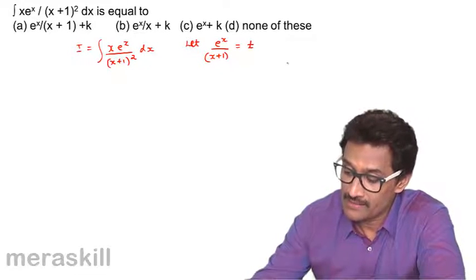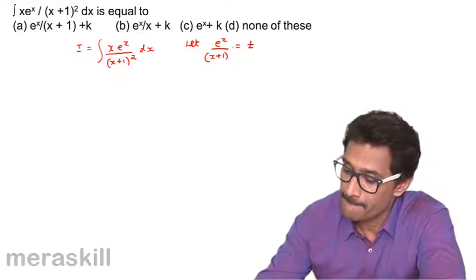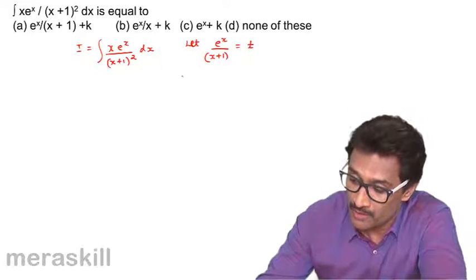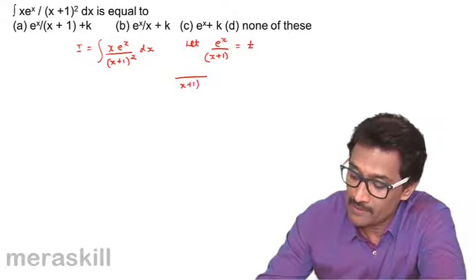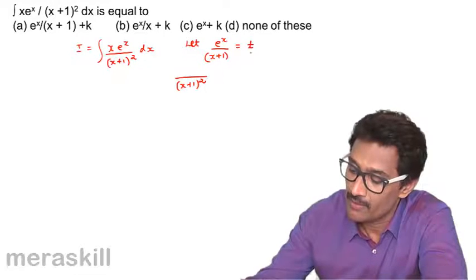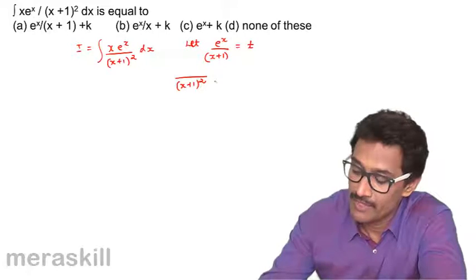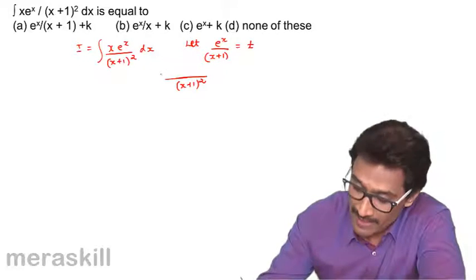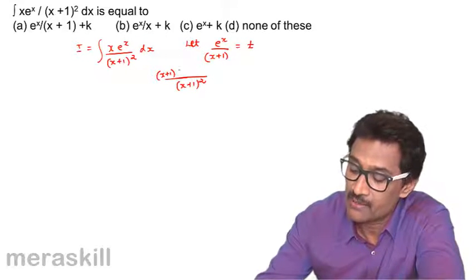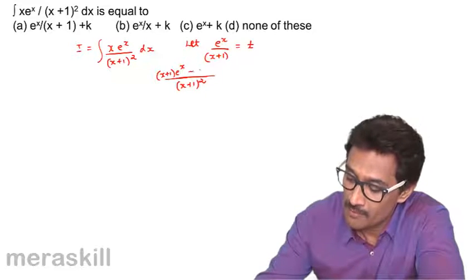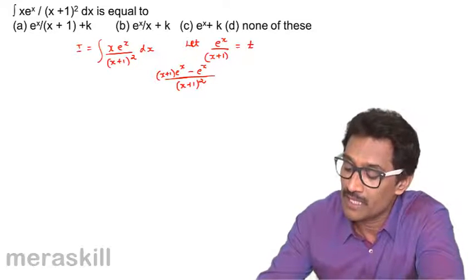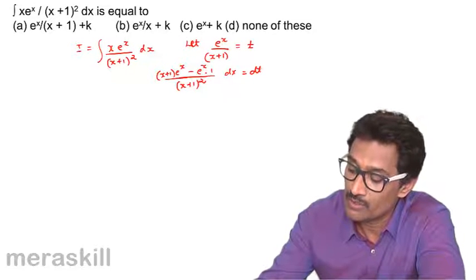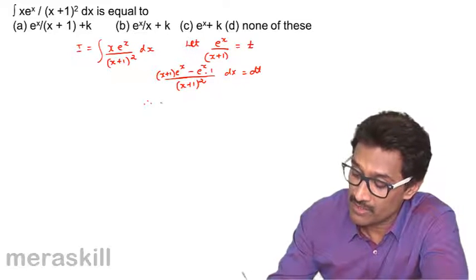So in that case, we have e raised to x upon x plus 1, we take it as t. By the quotient rule, this becomes, over x plus 1 the whole square, x plus 1 into d by dx of e raised to x, which is e raised to x, minus e raised to x into d by dx of x plus 1, which is nothing but 1, into dx, is equal to dt.